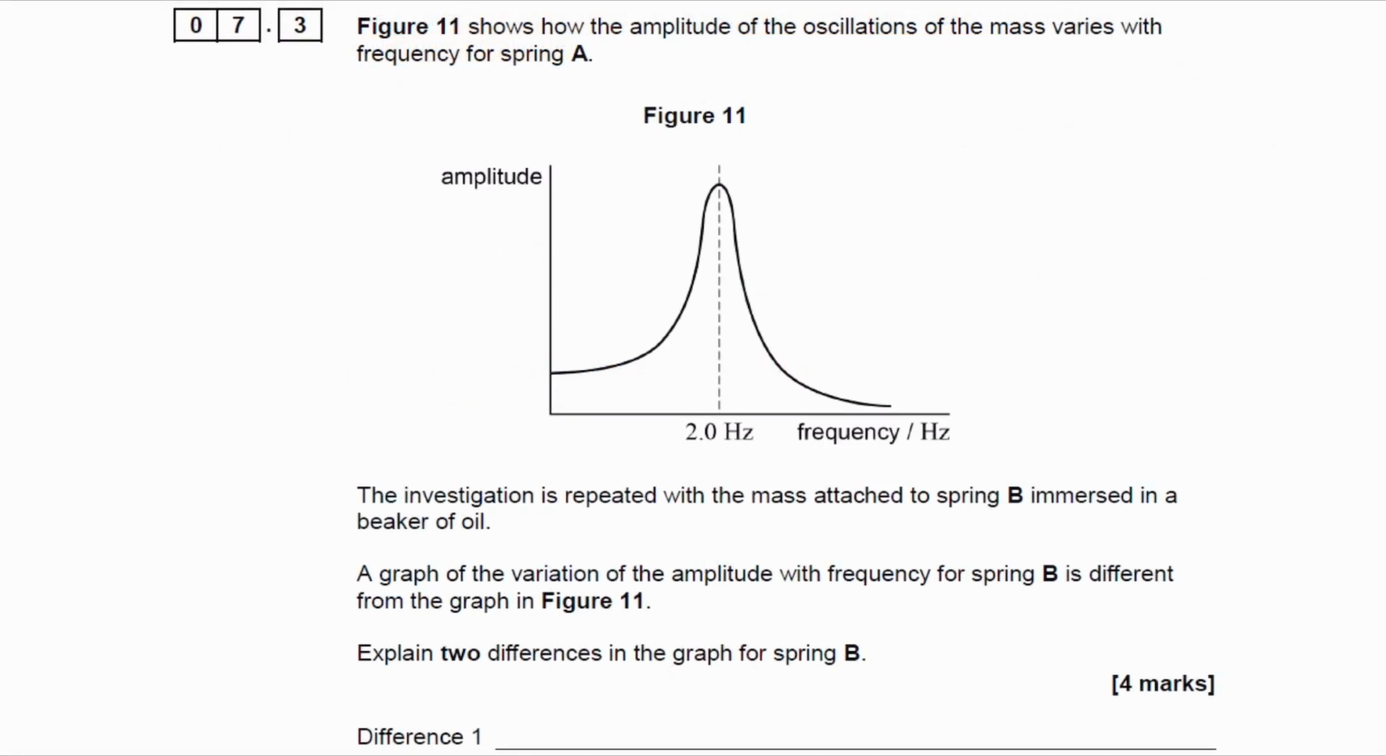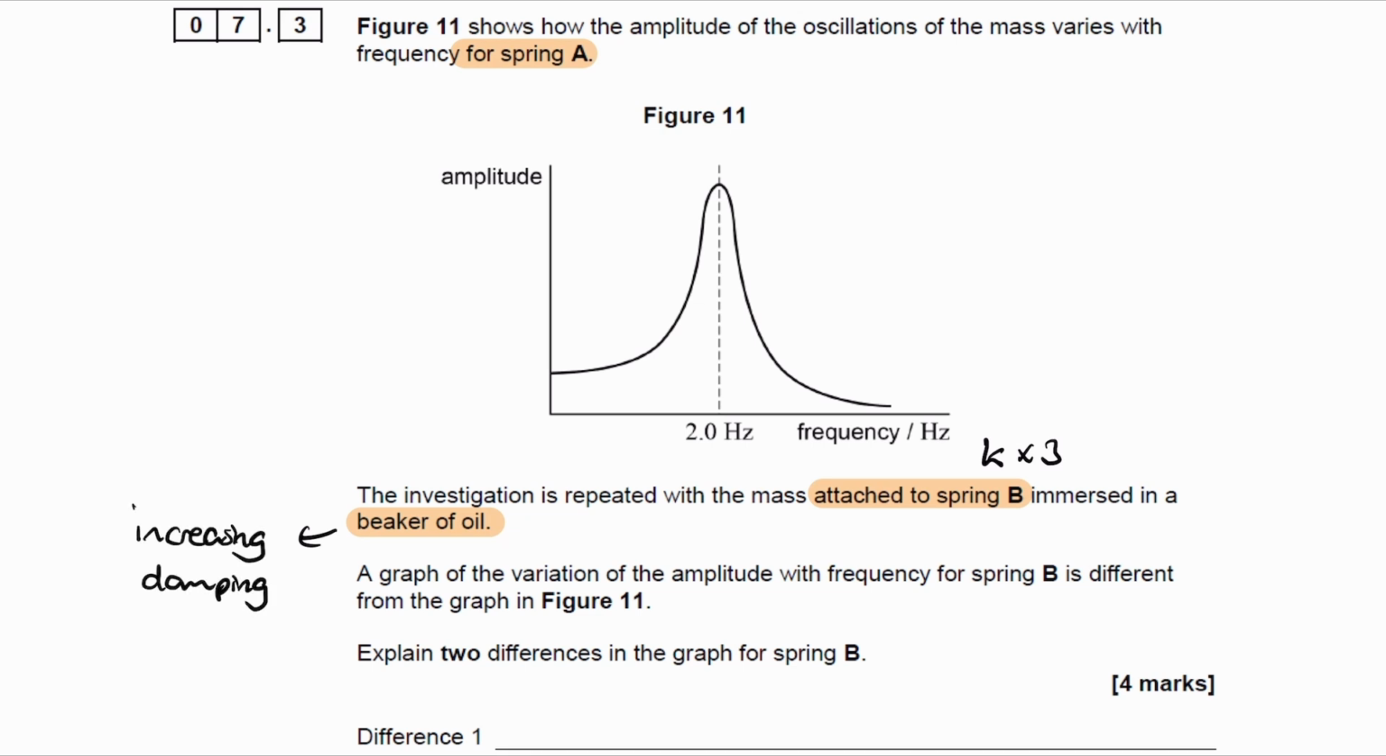And on to 7.3, the final part. Figure 11 shows how the amplitude of the oscillations of the mass vary with frequency for spring A. The investigation is repeated with the mass attached to spring B, and it's immersed in a beaker of oil. So 2 changes. 1, we're using spring B, so that means that the spring constant triples. And 2, we're immersing it in a beaker of oil, so that means we're increasing damping.